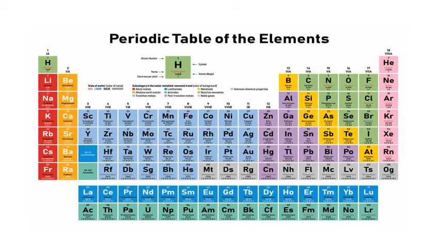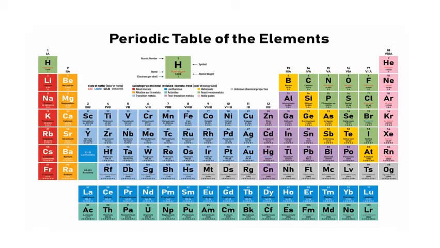Now the 13th group starts with boron, it is the boron family. The 14th group is the carbon family. The 15th group is the nitrogen family, called pnictogens. The 16th group is the oxygen family, called chalcogens. The 17th group starts with fluorine and is called halogens. The 18th group starts with helium and is called noble gases. Groups 13 to 18 represent P block elements.